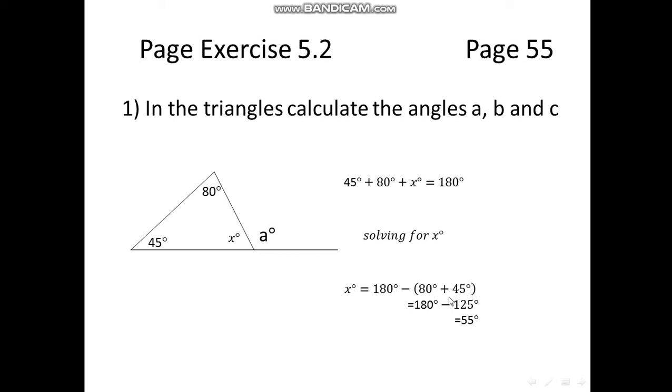So it's going to be something like that. x equals 180 minus the addition of these two angles, 80 plus 45, because 180 is all of them. I subtract what is known until now so that I find the missing one. It's going to be 55 degrees, and we have done some such examples before.